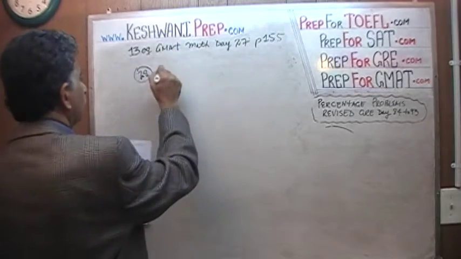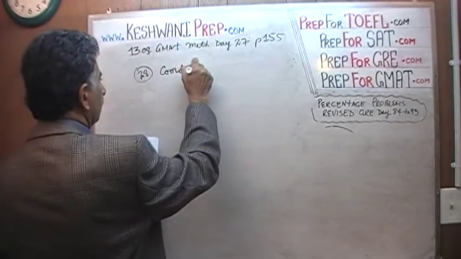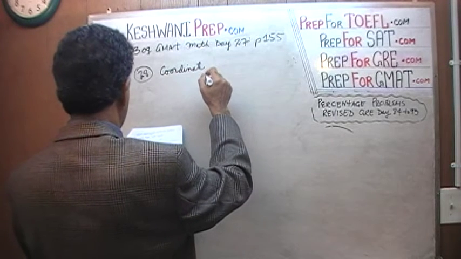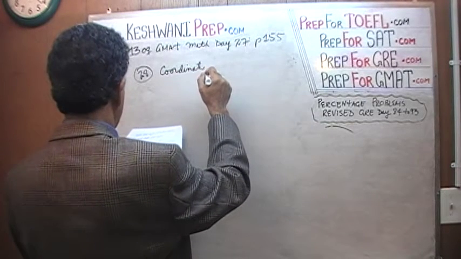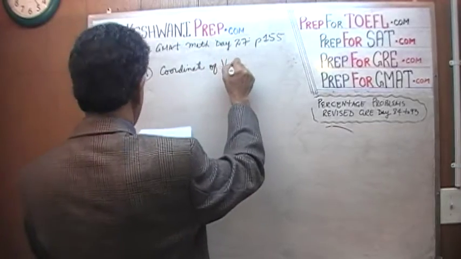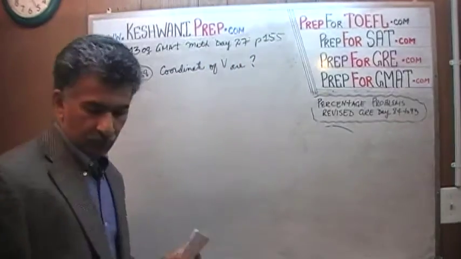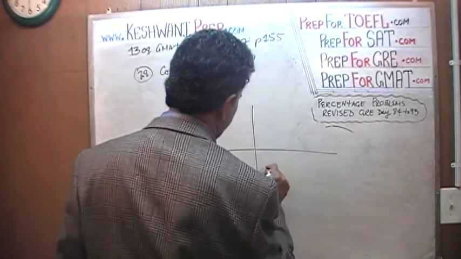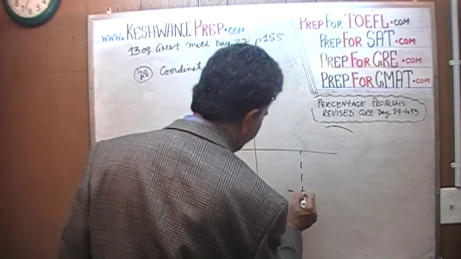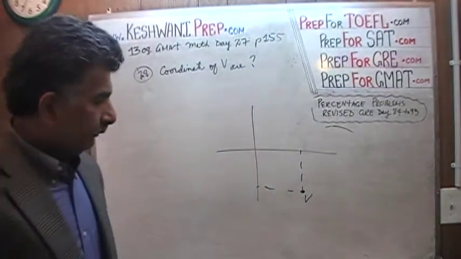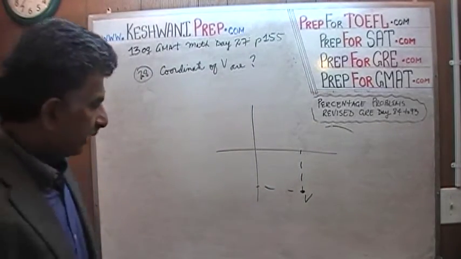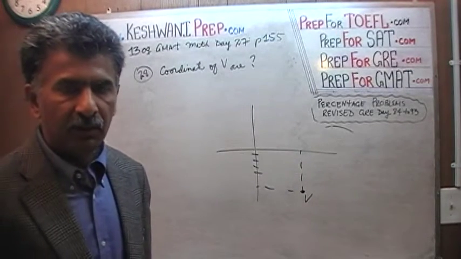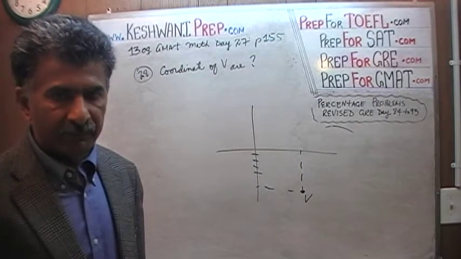In number 28, the question simply is: what are the coordinates of V? They give you a picture here. The picture is very straightforward. It looks something like this, and here's your V. What we have to realize before you do any work and before you start counting is that it's not necessary to count. We'll count the actual coordinates only if it's absolutely necessary.